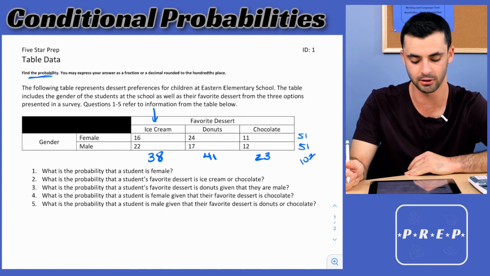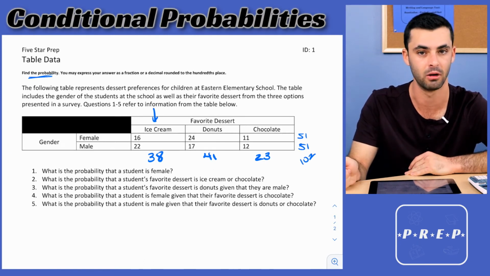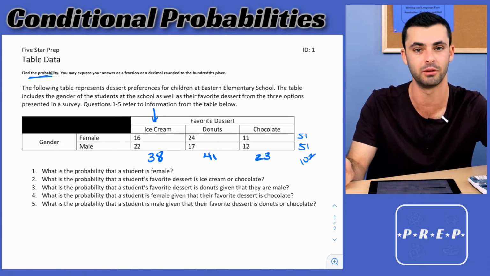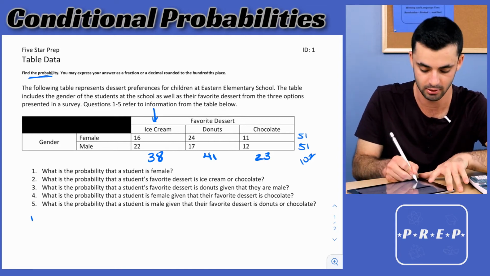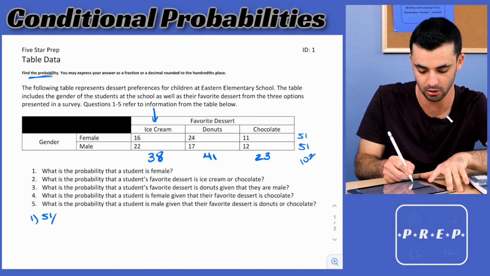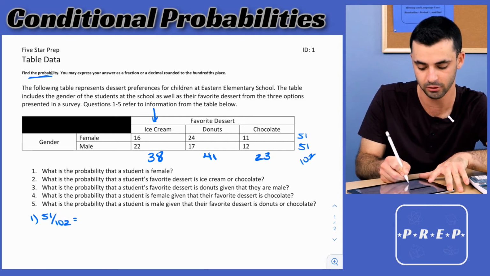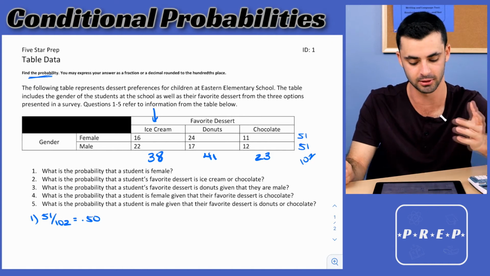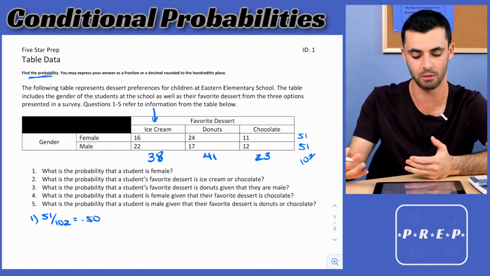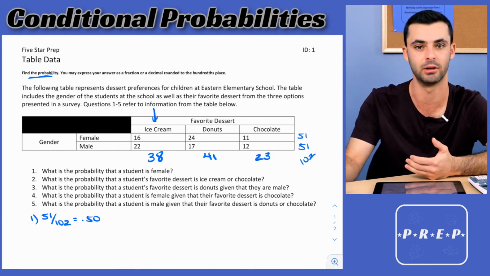All right. So it says, what is the probability that a student is female? Well, that's pretty straightforward. How many females did we have and how many students did we have? Well, we had 51 females, out of a total of 102 students. That would simplify to 0.50 or exactly half. So we're good to go there. It would be a little complicated trying to get that answer without filling in your totals.